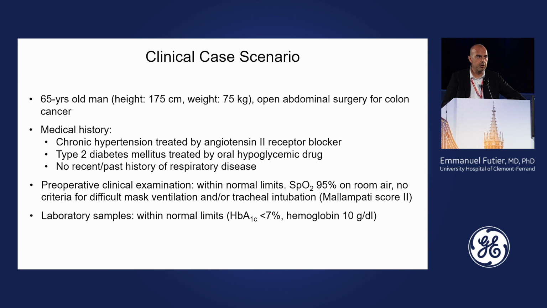So we are going to discuss around a specific clinical case, just for the discussion, and I propose you to think about the case of this 65 years old man, age quite normal, quite common weight, which is scheduled to be operated from an abdominal surgery for a cancer colon. His medical history, as you can see, is very common, just hypertension, type 2 diabetes, and no recent or past history of respiratory disease. His clinical examination did not report anything specific. As you can see, pulse oximetry 95% in room air, and also laboratory samples are within normal limits.